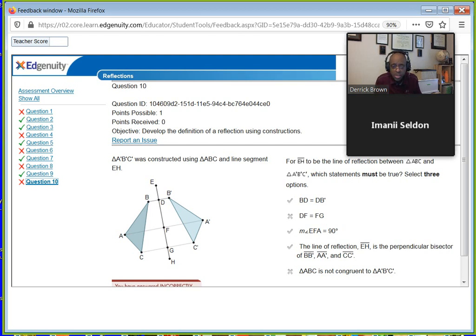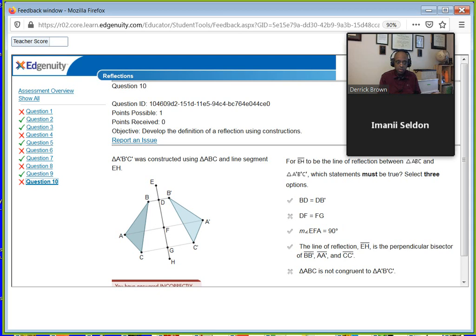what we're assuming here is that EH is the line of reflection. So if it is, that means these two triangles on both sides of the mirror have to be congruent. So they're being tricky there. To say it is not congruent is not true. It actually is congruent. That makes sense? Yes, sir.